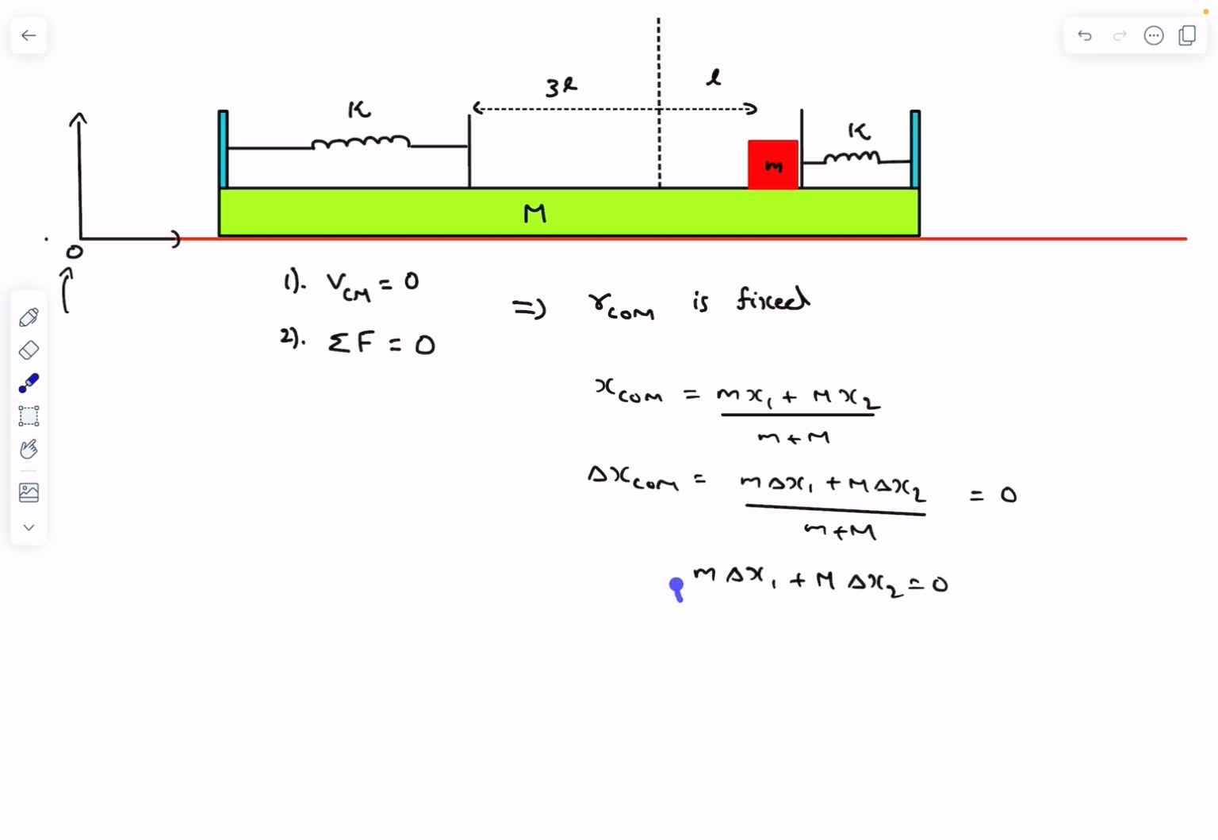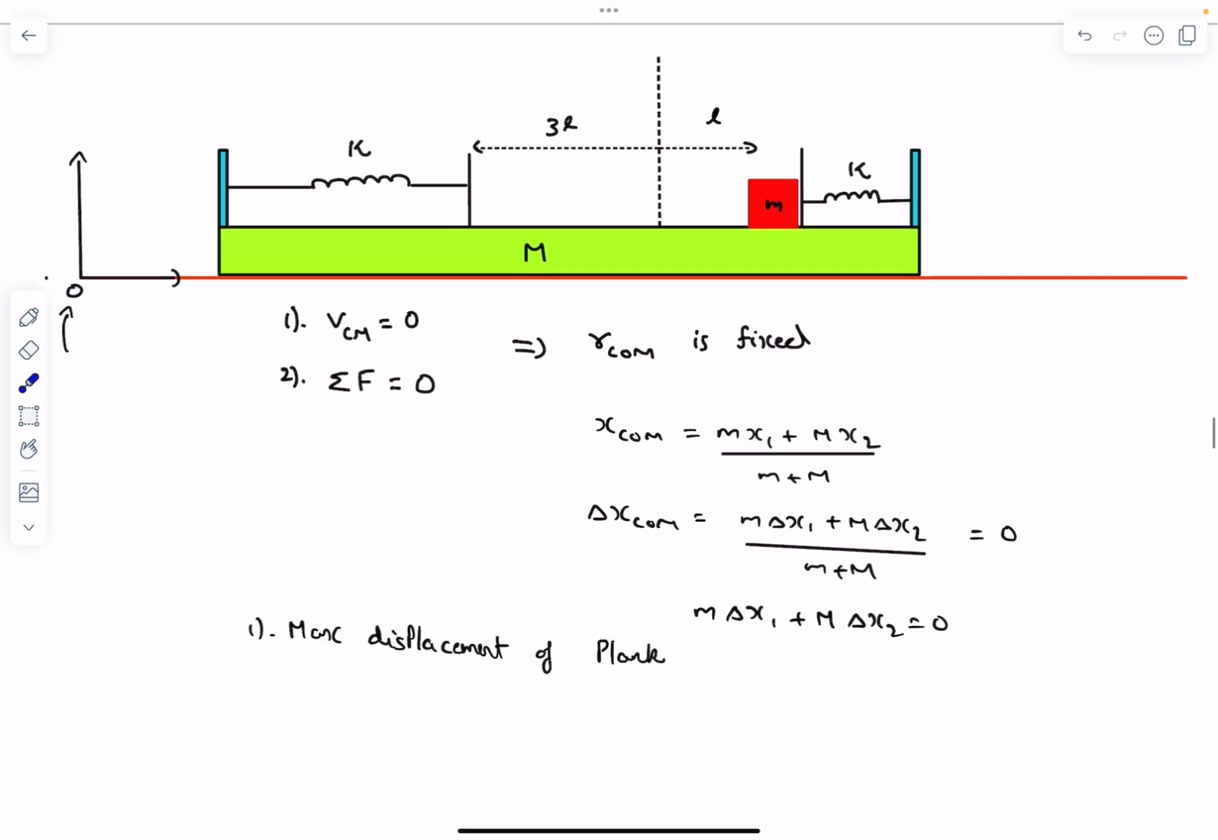Okay, so now this particular equation deals with delta x1 and delta x2. Delta x1 and delta x2 are just the displacement in the x direction, which is just the change in position. Initially, let's say mass m is over here, and finally, let's say it's somewhere over here. So this is going to be delta x1. And let's say in the same time, if capital M moves towards the right by delta x2, then we can say delta x1 and delta x2 are related by this equation.